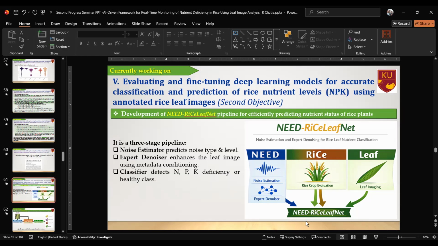It's a three-stage pipeline. The first one is the noise estimator, which predicts the noise type and noise level. Then the expert denoiser enhances the leaf image using the metadata conditioning, that is the noise type and noise level. And the classifier detects NPK deficiency or the healthy class. This three-stage pipeline we are actually working on. It's not completed. We have to do more things, but still I'm presenting the current progress of what I'm doing right now.